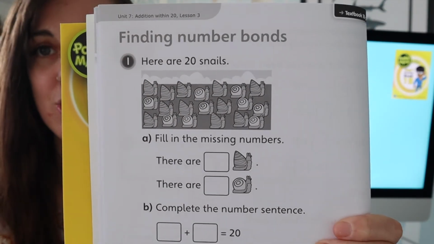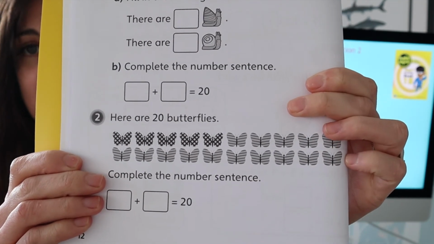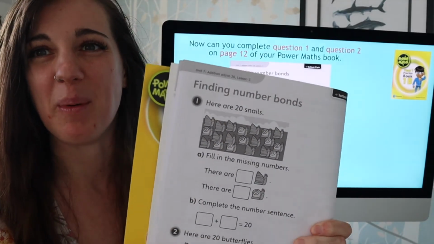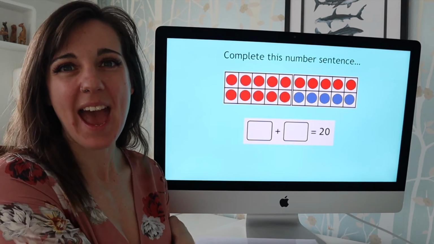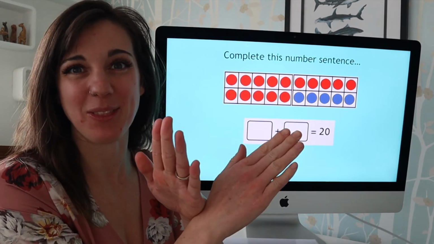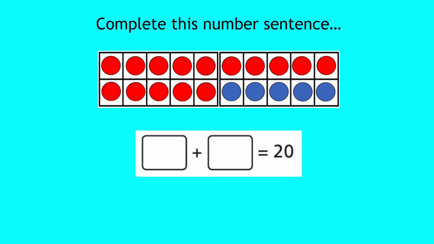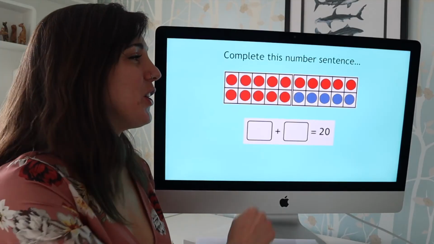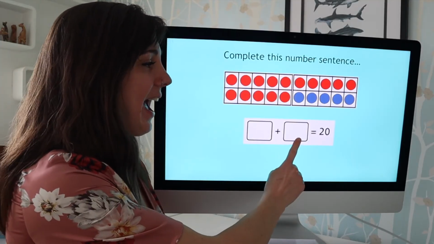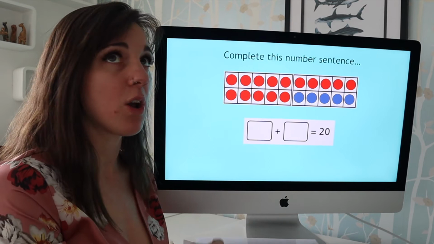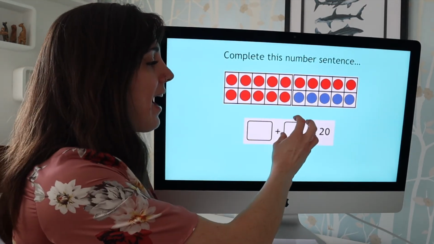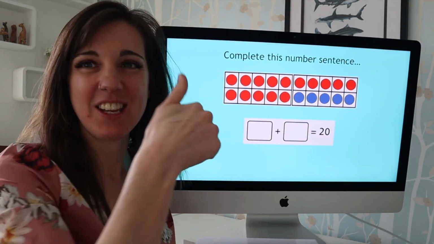You've got some snails to sort out and you've got some butterflies to sort out. See if you can write the number bonds. How many red ones, how many blue ones, and can you add them all together? What number bond is this showing? If you said 15 add 5 equals 20 or 5 add 15 equals 20, you were right.